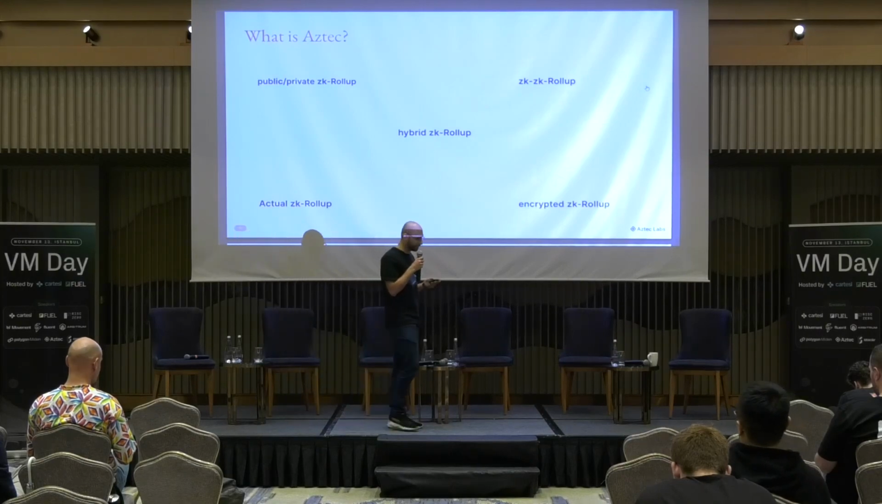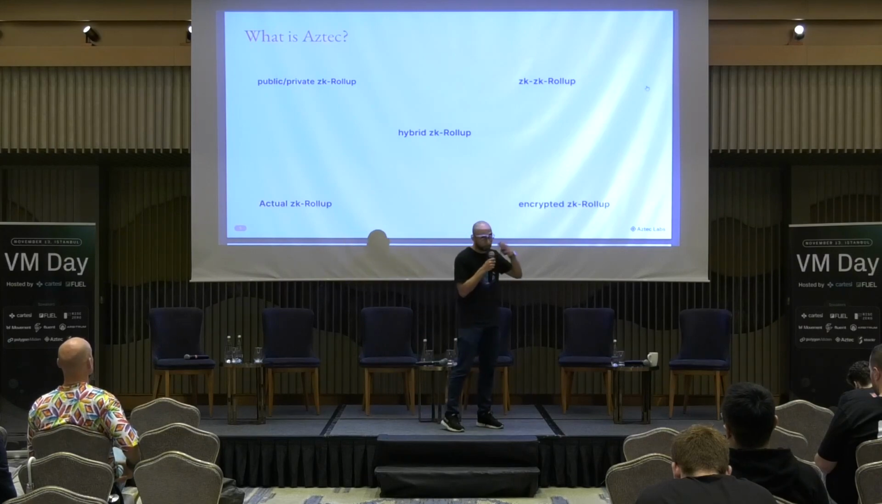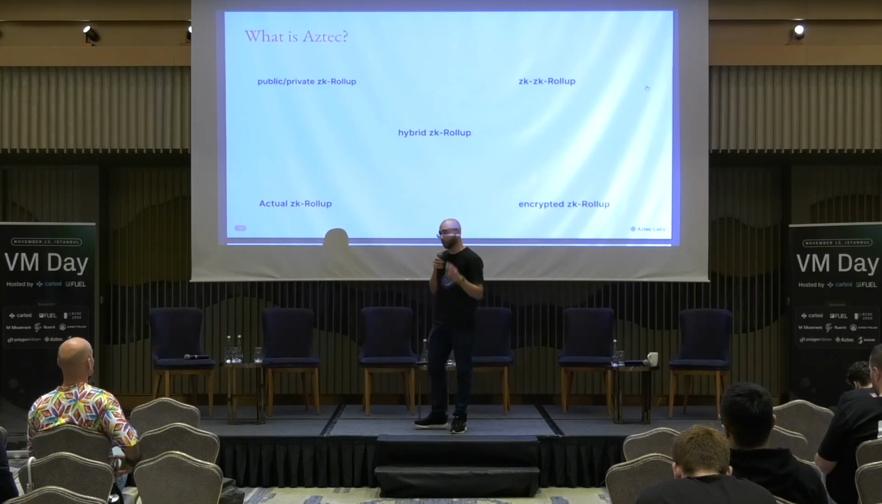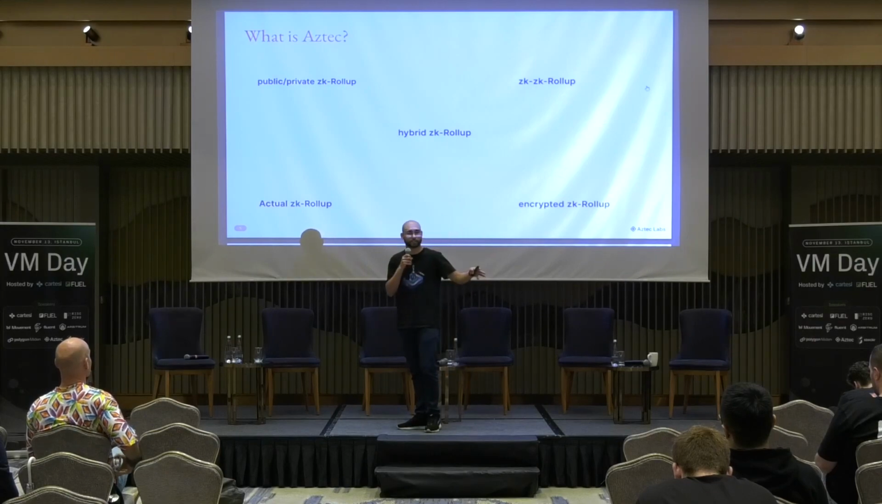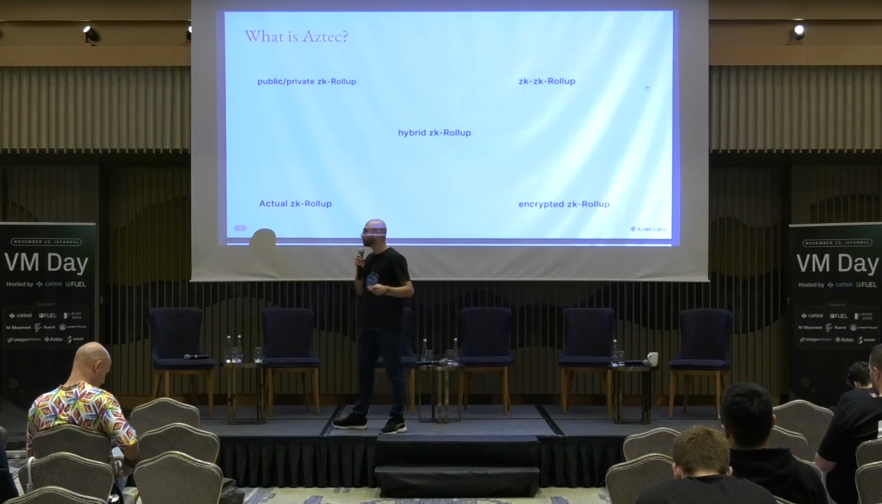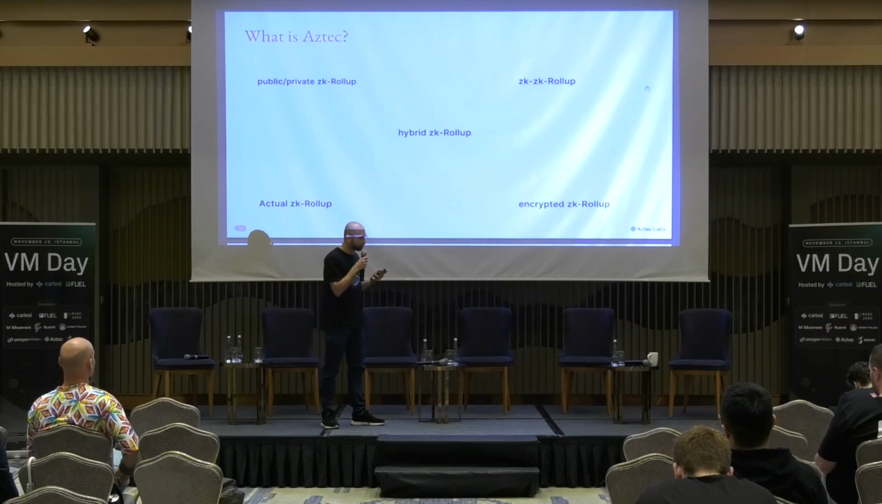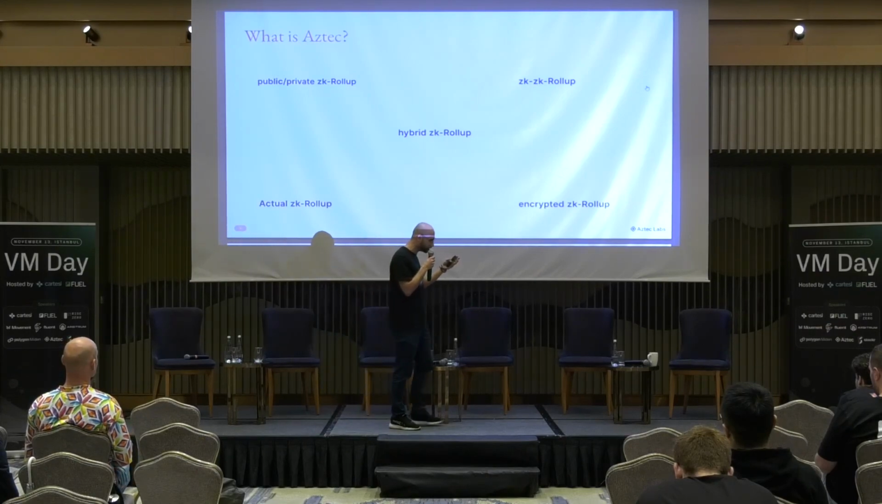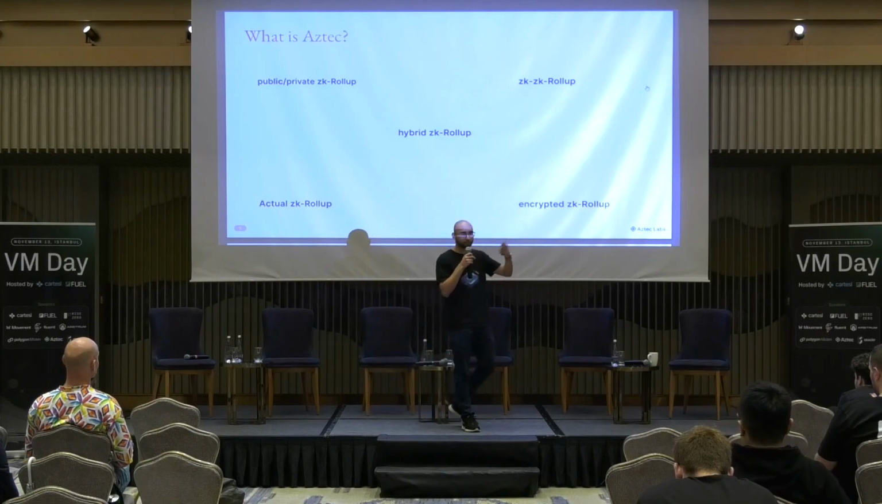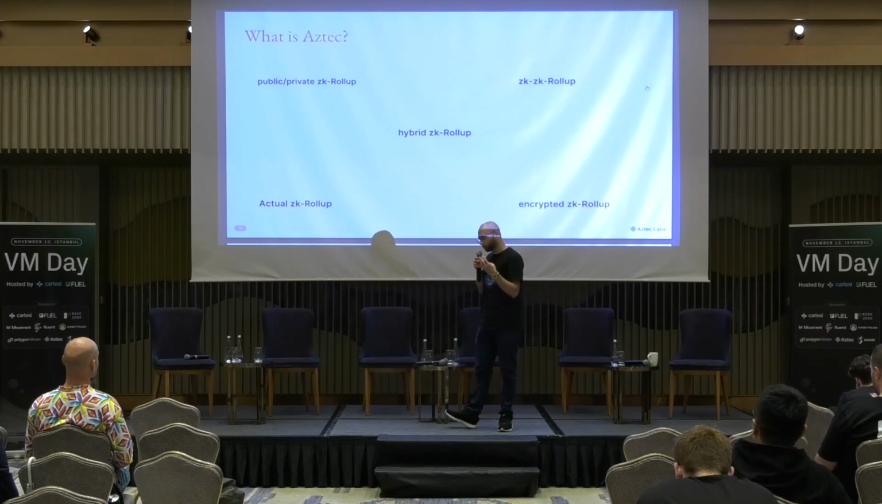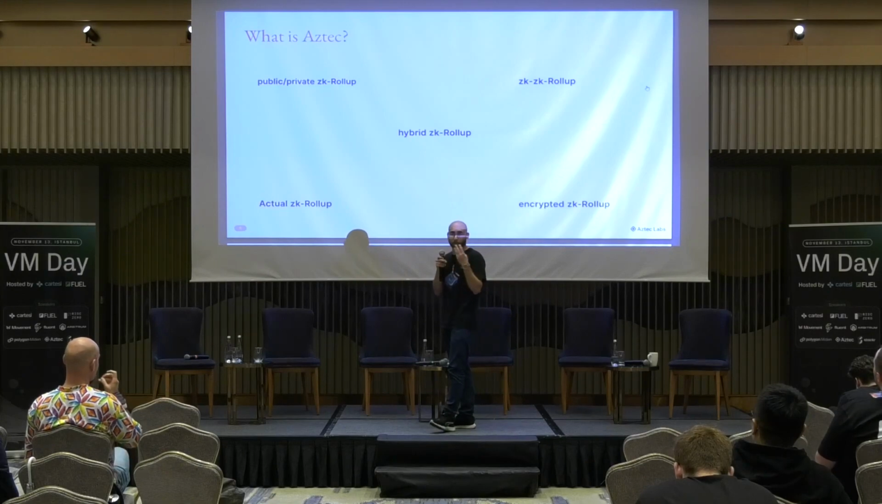Over the last few years, some people have called us a public-private ZK rollup because we have a private state, but we aren't just a private rollup. We also have the public state, just like you have on Ethereum. We're called a hybrid ZK rollup because we have both things. We call it a ZK rollup because we're a ZK rollup, like Scroll, Starkware, etc. But we do another round of ZK to enable privacy at the user level.